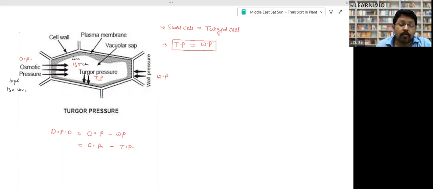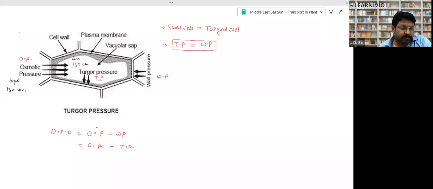Turgor pressure. Now what will happen? The wall of the balloon will also impart pressure on the air, in the opposite direction. So there will be a pressure in the opposite direction to the turgor pressure. This pressure is called wall pressure. And turgor pressure and wall pressure always remain equal. So we have read that a swollen cell is also called a turgid cell, right? So turgor pressure is equal to wall pressure.